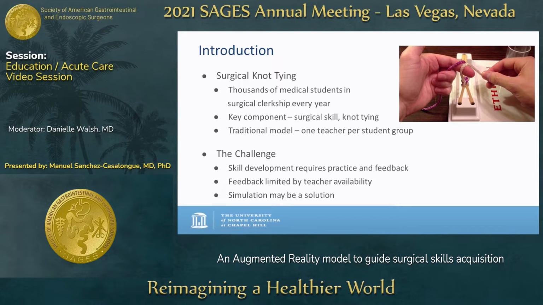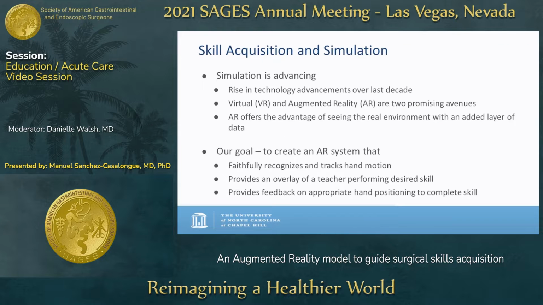And really the challenge is that we need to develop this skill through practice, hundreds of times of repetition, and feedback. And feedback is directly given by the teacher. The problem is that teachers are not readily available. It's very difficult to find an attending that spends more than an hour or a resident that has more than an hour. So simulation might be a way to bridge this gap.